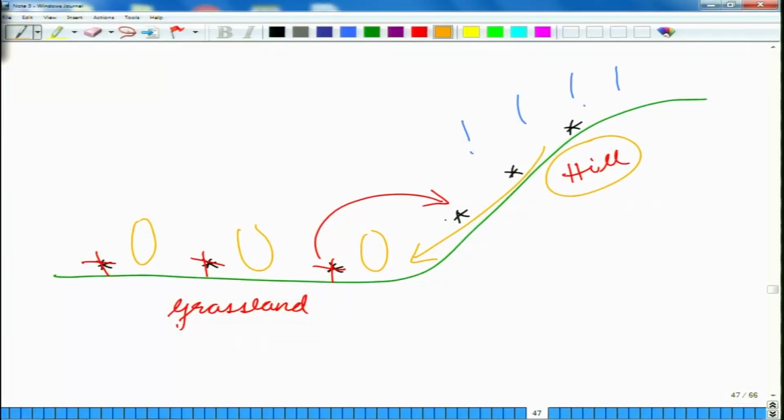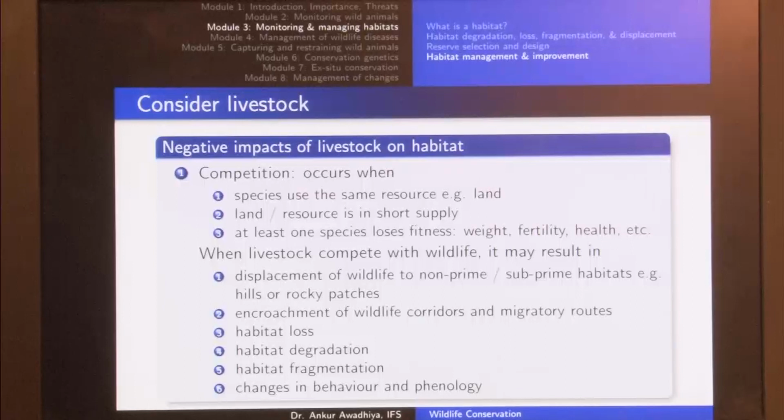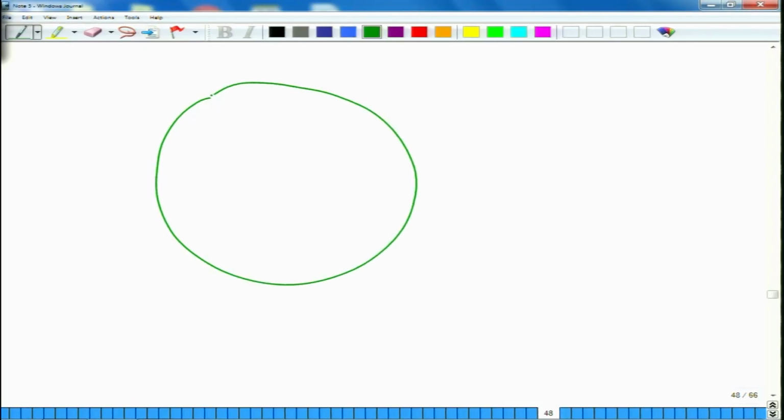Another impact that occurs is the encroachment of wildlife corridors and migratory routes. What do we mean by these wildlife corridors and migratory routes? We saw in one of the previous lectures that there are a number of animals that want to disperse from one area to another area, so that there is lesser competition with the parental generation and lesser inbreeding with the previous generation. There are two things that happen. One is dispersion, which is the movement of animals from their place of origin to other areas. The second thing that happens is migration.